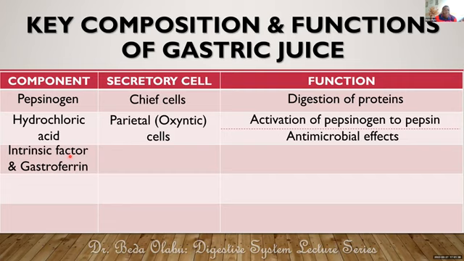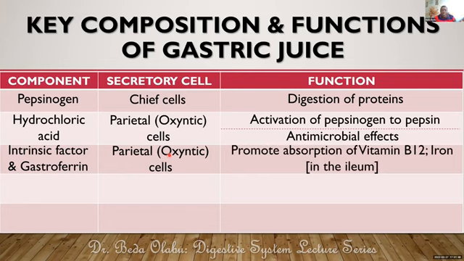Intrinsic factor is also another secretion found within the gastric juice. It is also produced by the parietal cells. The function of the intrinsic factor is to promote the absorption of vitamin B12, which you've already indicated is absorbed in the ileum, but requires the presence of intrinsic factor. Gastroferrin is also another component of the juice. This one also comes from parietal cells. Gastroferrin promotes the absorption of iron. Again, iron is absorbed in the ileum.